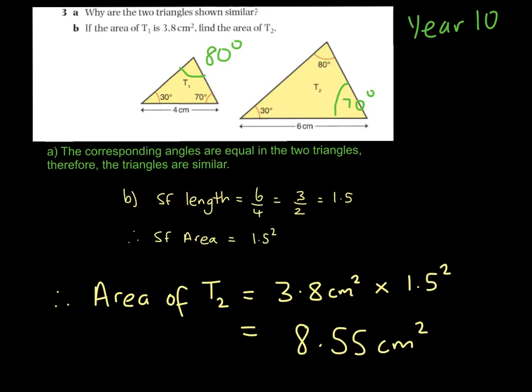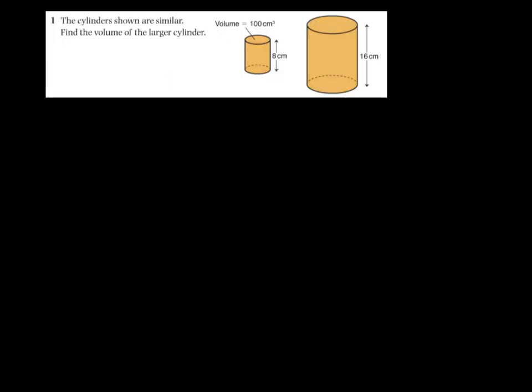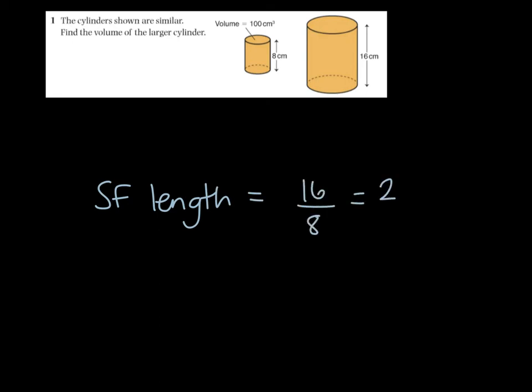Right, let's do one more question. This question is from the next exercise, and this deals with volume. We're told that the cylinders are similar this time, and we're going to find the volume of the larger cylinder. The volume of the smaller one is 100, we've got a length there of 8 and a length there of 16. Again, the first thing you're going to do is work out the scale factor of the length. That's 16 divided by 8, the bigger shape divided by the smaller shape, which gives me a scale factor of 2.